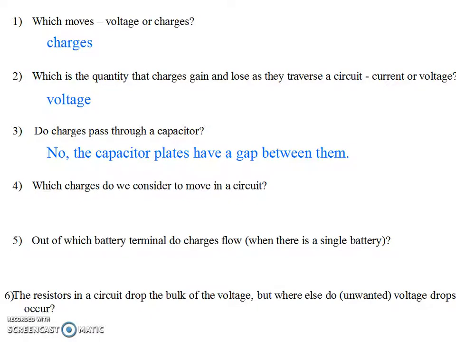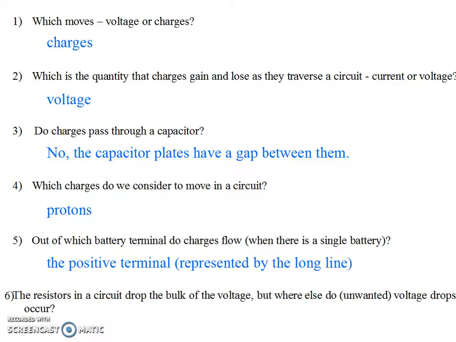Number 4, which charges do we consider? Well, of course, we use conventional current. That's going to be protons, even though we know in our heart of hearts it's really electrons. It doesn't matter, because remember, if we're all wrong together, we must be right. Out of which battery terminal do charges flow? Well, of course, that's going to be the positive, represented by the long line. Sometimes the long line on the circuit diagram will show positive, sometimes it won't. But as you're tracing charges around, it's always a good idea, I think, to start at the positive terminal of the battery and watch the charges go up and down the mountain, gaining through the battery, dropping through the resistors. It helps you visualize what's happening.